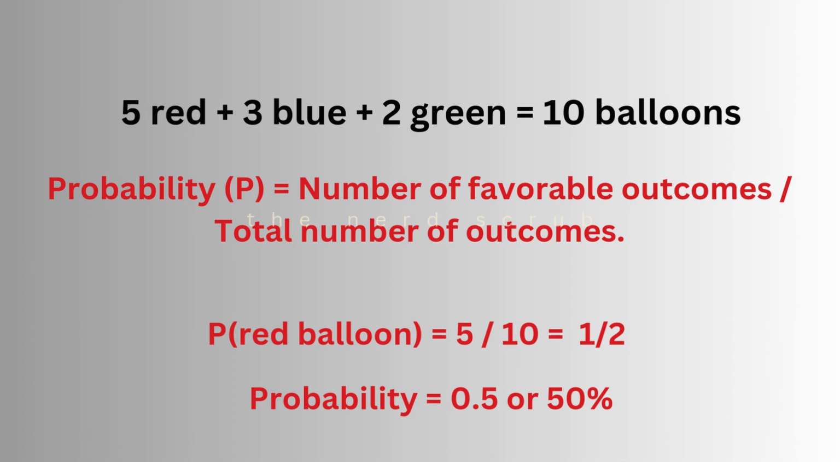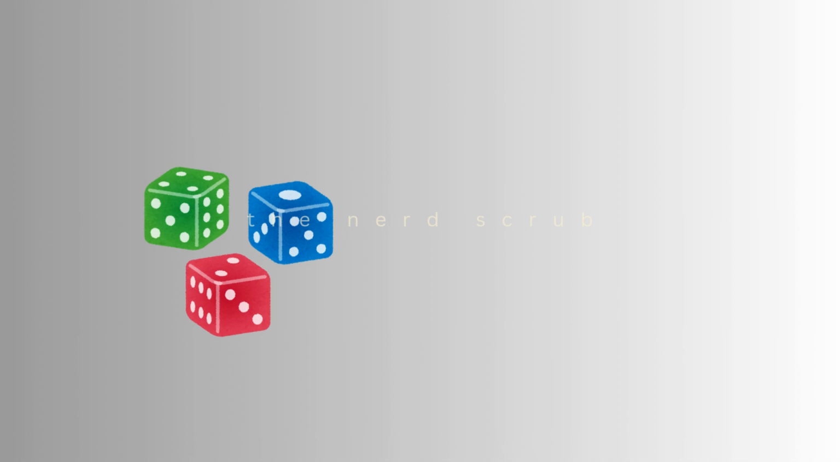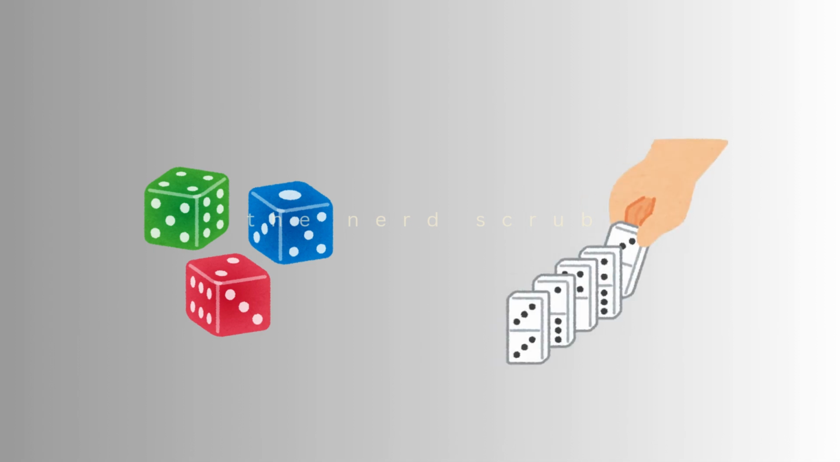This means that if you pick a balloon at random, you have a 50% chance of picking a red balloon. This is a simple example of how probability works in real-life situations. You can apply the same method to other scenarios like rolling dice, drawing cards from a deck, or even predicting the weather. The key is identifying the total number of possible outcomes and the number of favorable ones, then dividing them to find the probability.